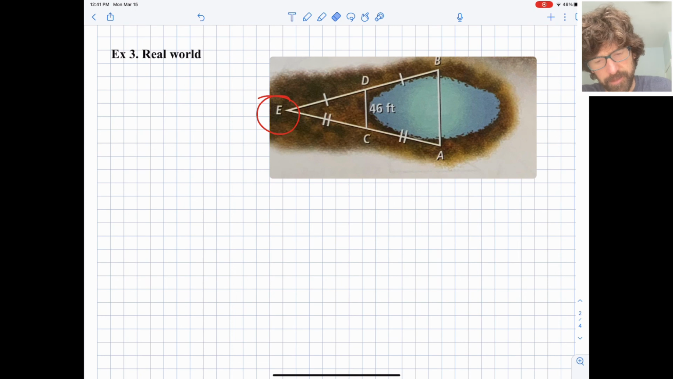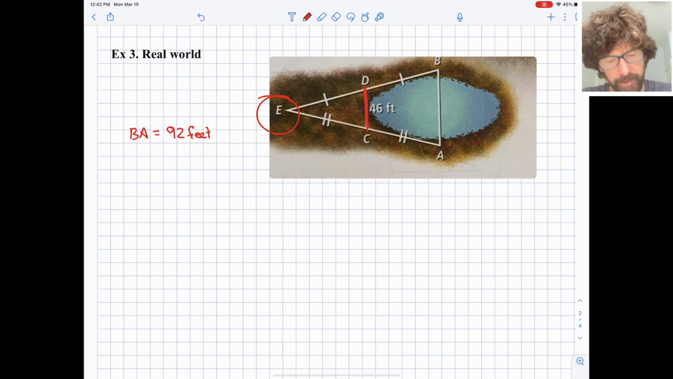Once you have a midpoint set up, midpoint D connecting to midpoint C would give us a midsegment. So we can therefore conclude that BA has a length of 92 feet. And that would be a pretty accurate, pretty precise measurement across the lake, 92 feet. So certainly a real world example of using the midsegment theorem, and that's a great place to stop right there.